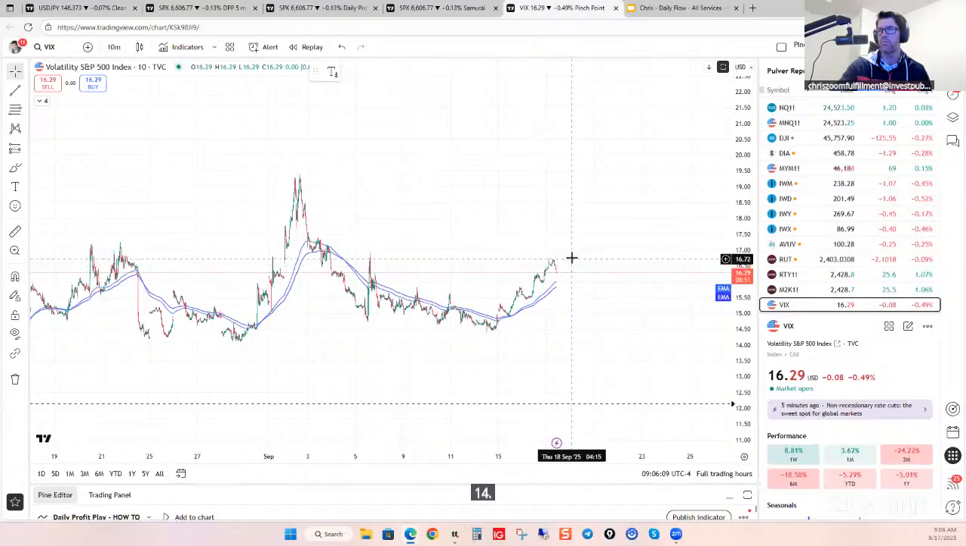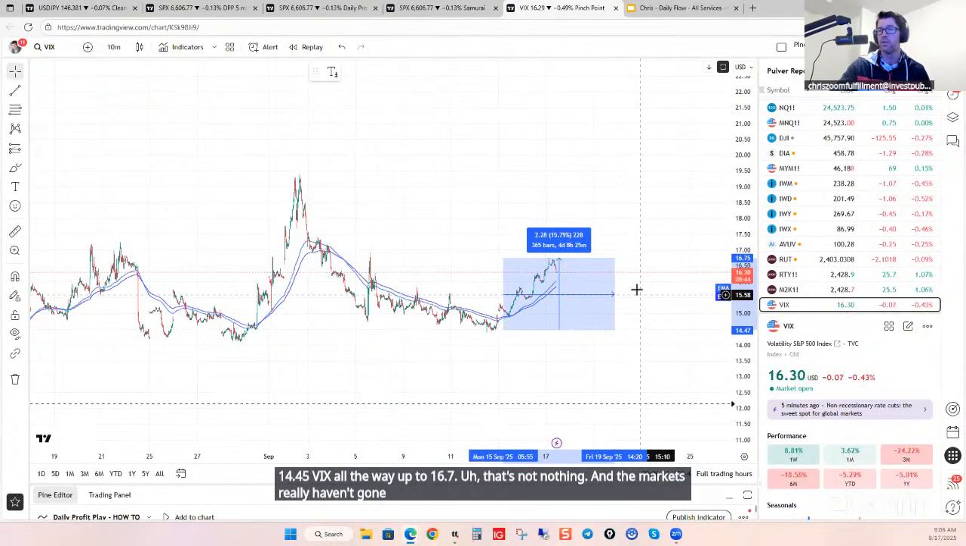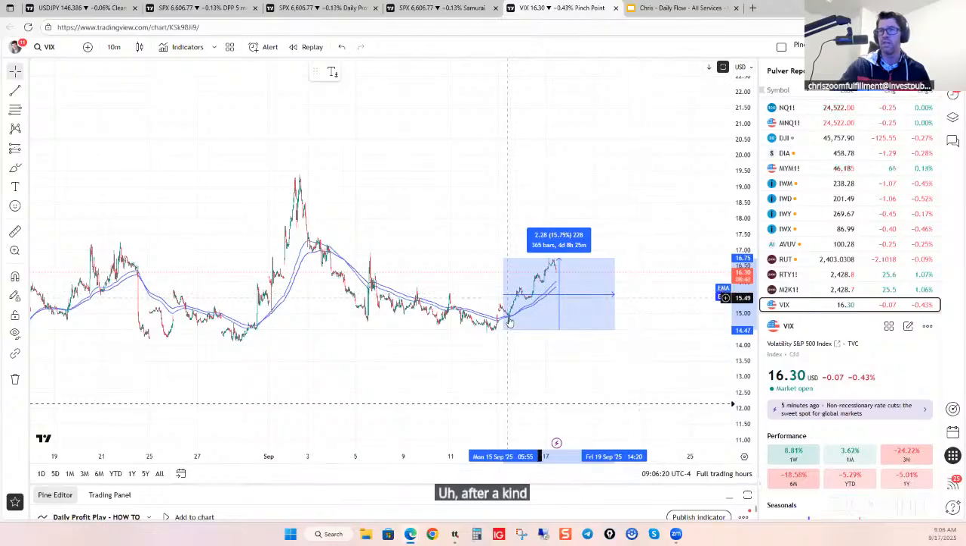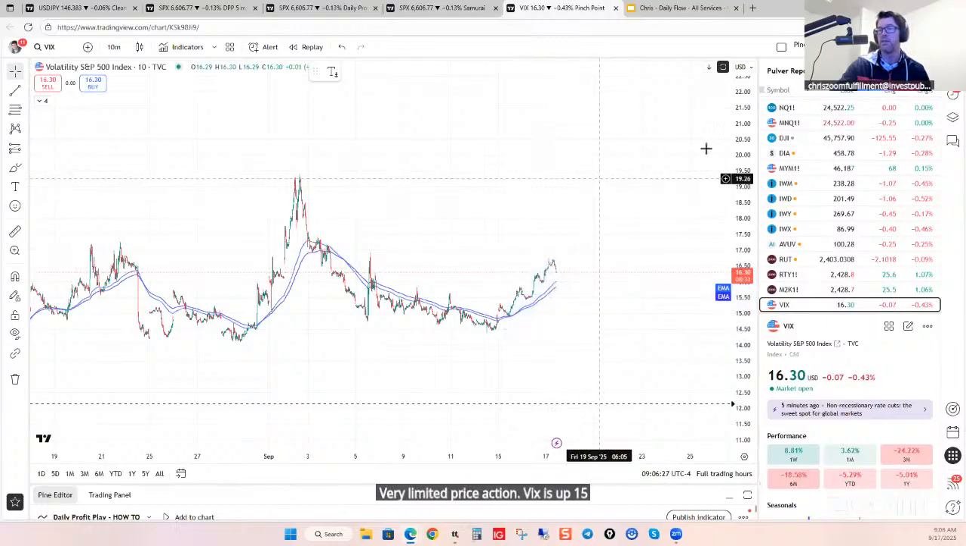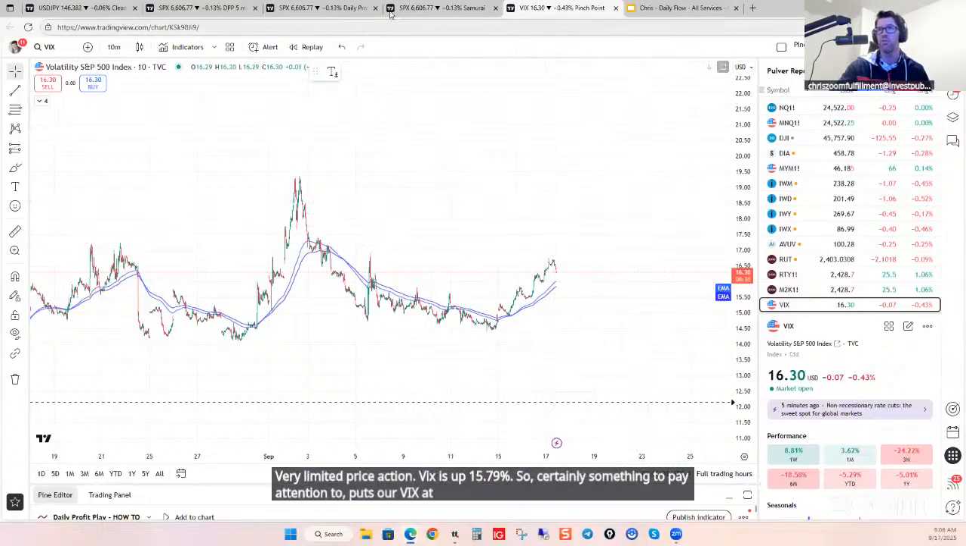Okay, volatility has made a stealthy run this week above 16. VIX all the way from 14.45 up to 16.7. That's not nothing. And the markets really haven't gone anywhere in 2 days, 3 days actually, counting last week Friday, after a kind of a blistering Thursday. So Friday, Monday, Tuesday, very limited price action. VIX is up 15.79%. So certainly something to pay attention to. Puts our VIX at 16.3.